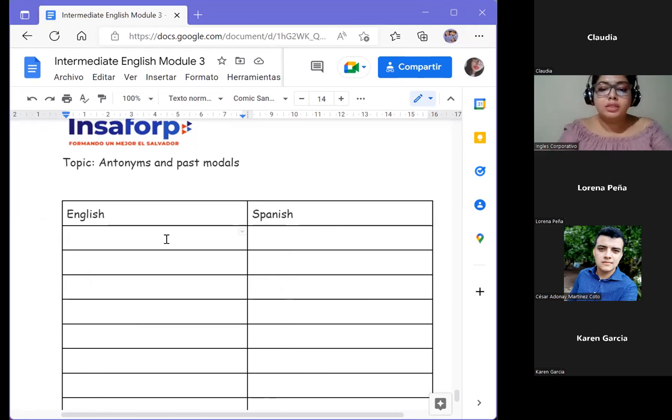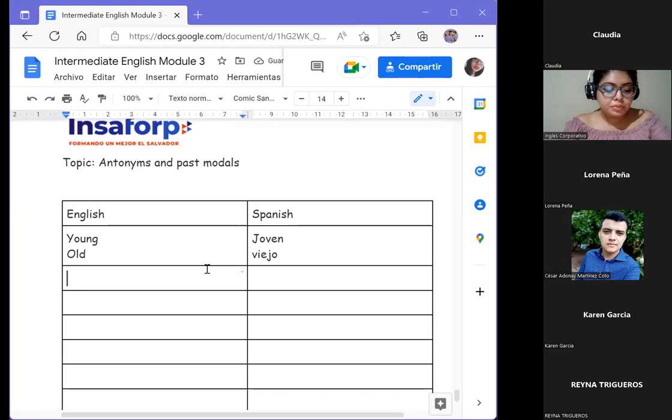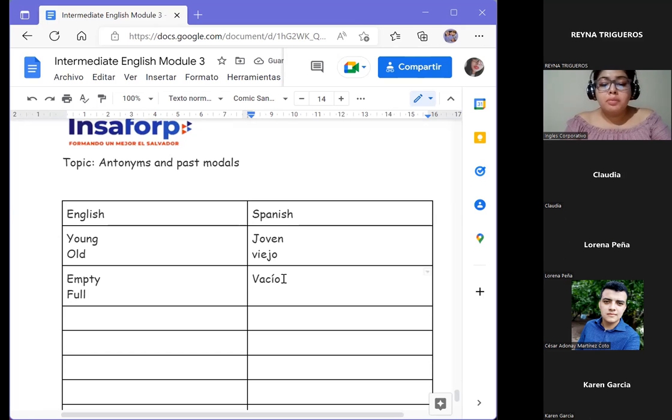We're going to begin with young. And the antonym for this, or the opposite for young, is old. And in Spanish, young means joven. And old means, in Spanish, viejo. Así que estamos hablando de los opuestos. Then we have empty and full. Empty in Spanish means vacío. And full in Spanish means lleno o pleno. Whatever it is, the meaning that you like. We're going to put it like this, lleno.